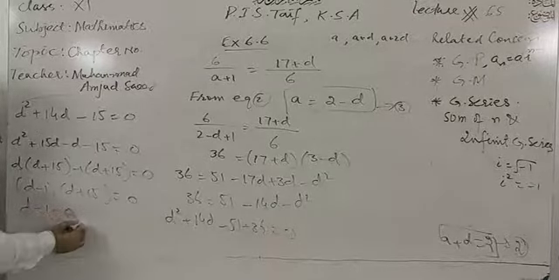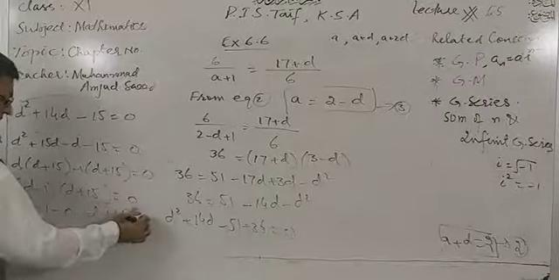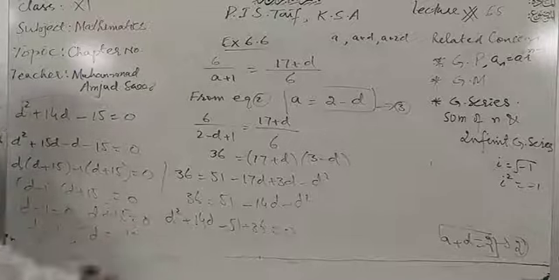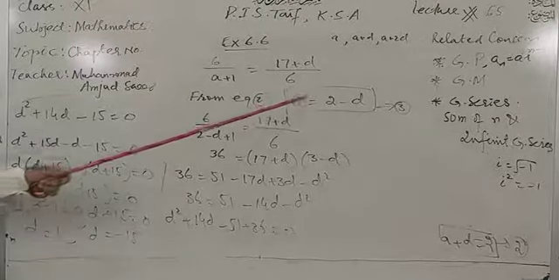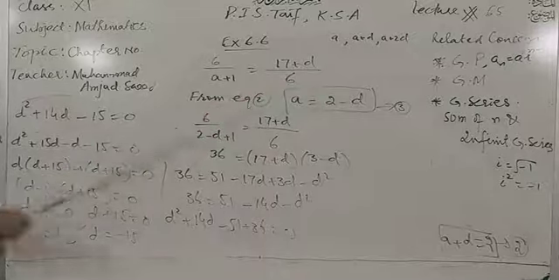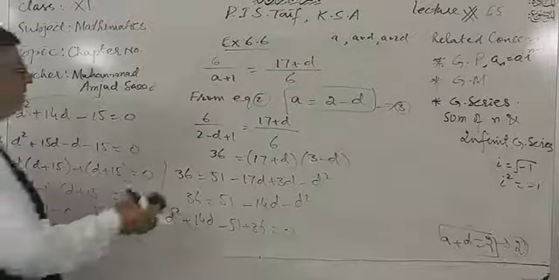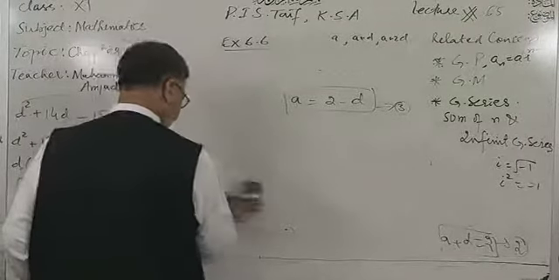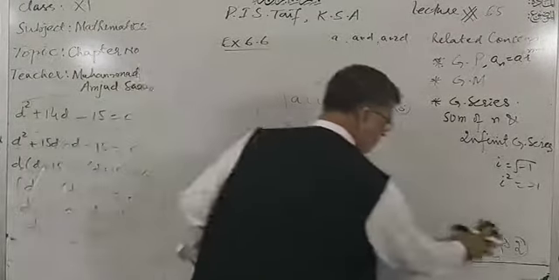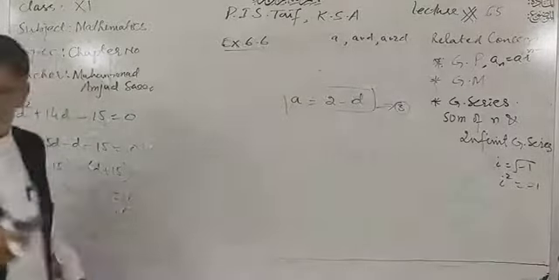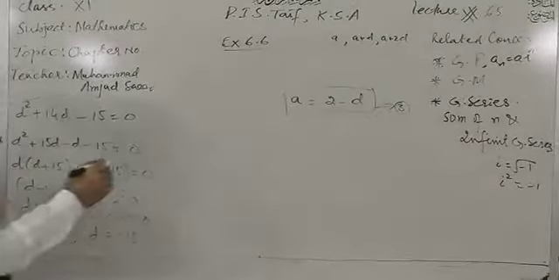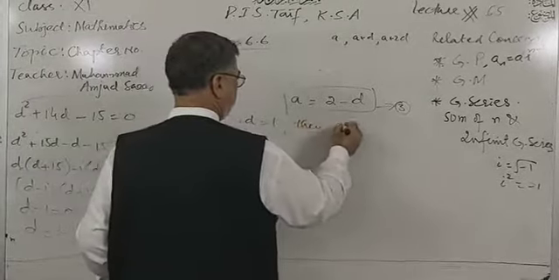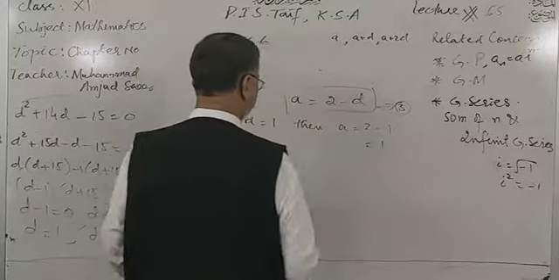D minus 1 is equal to 0, D plus 15 is equal to 0. Dear students, we have D is equal to 1 and D is equal to minus 15. Remember that here you will apply the value of D to find the value of A. If D is equal to 1, then A is equal to 2 minus 1, which is 1.